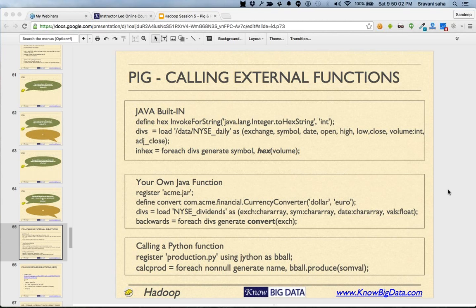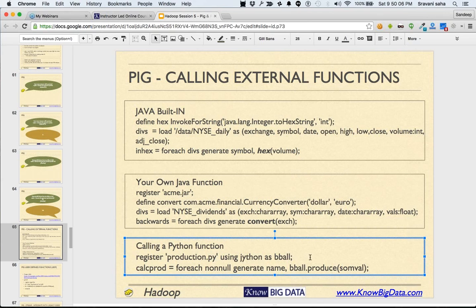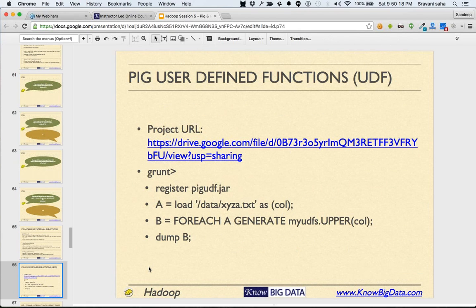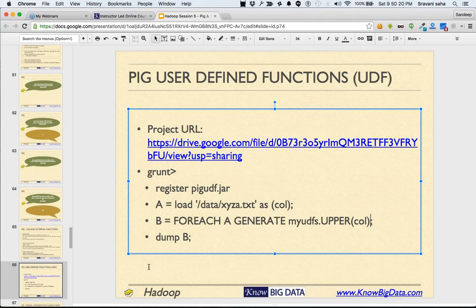Venus' question is, do we need to load any Java library for this? For this one, I don't think so, because Jython is by default installed. Jython is by default available for Pig, and then you can use it right away. All right. Now let's give you a demo of creating a custom user defined function and then using it in our program.